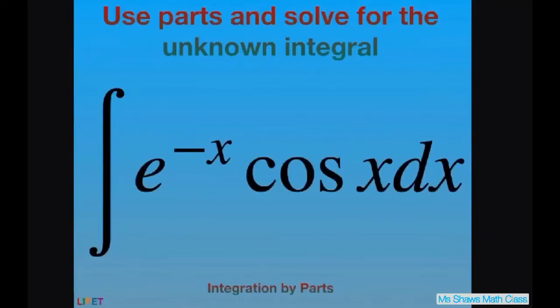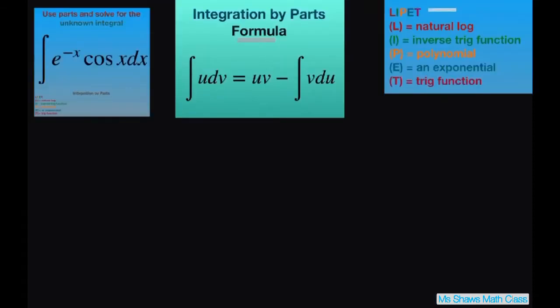Everyone, we're going to use integration by parts and solve for the unknown integral. We have the integral of e to the power of negative x times cosine of x dx. Using parts, I'm going to use my exponential e to the negative x as my u, because we have to write this as u dv. This is going to be my u, this is going to be my dv. That way I can use this formula.